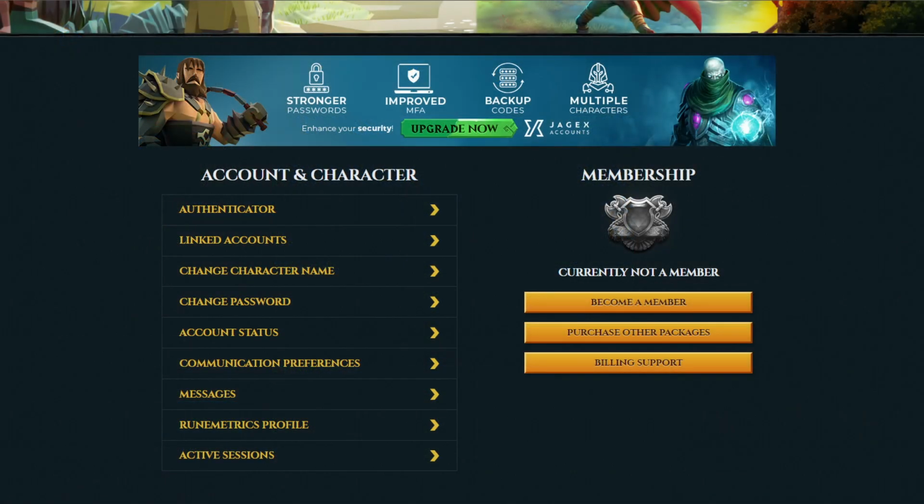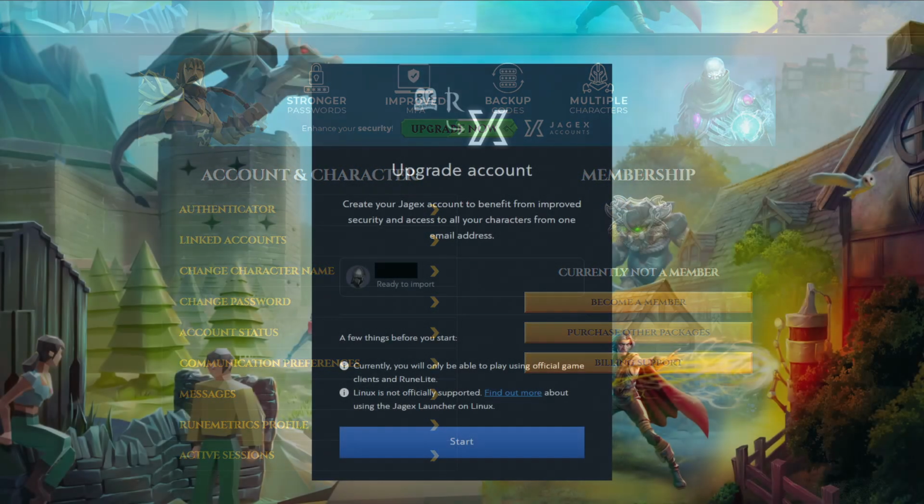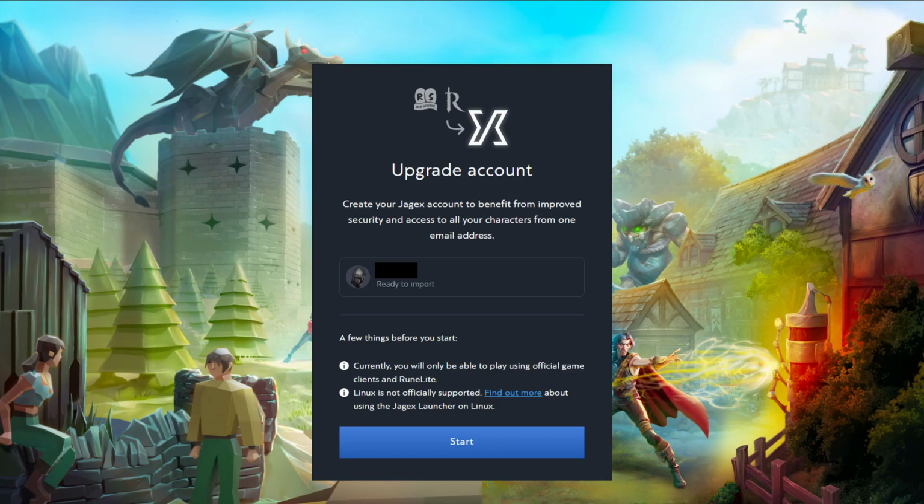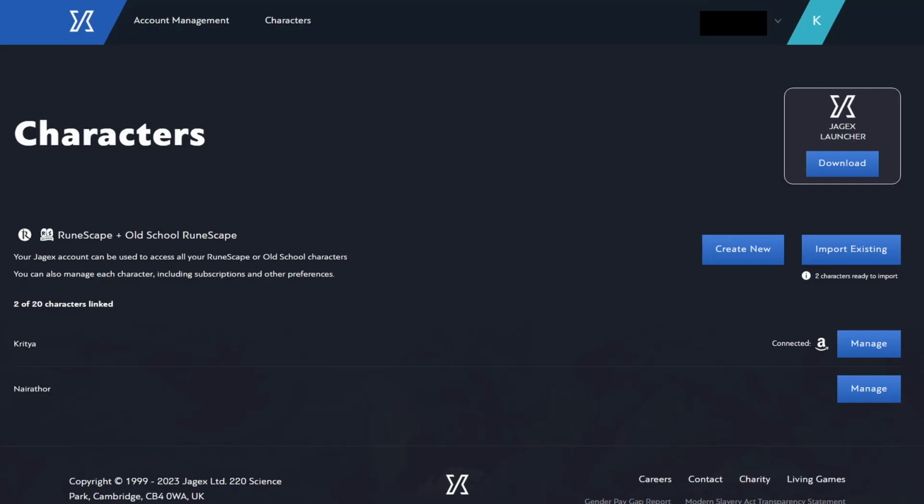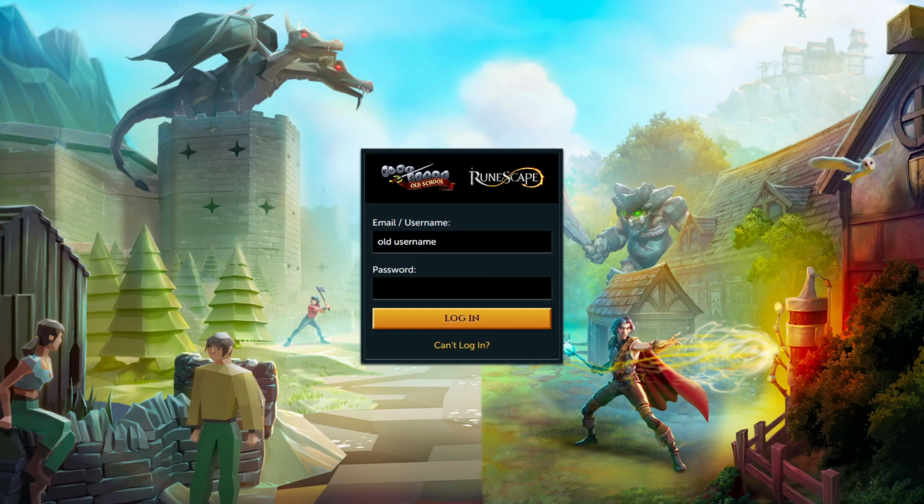To get started, you first need to make a Jagex account. You're only going to need one account, which means you only need one password, so make it a good one. Once you have a Jagex account, you can connect characters to that account. You do this by logging into your Jagex account, selecting Connect a Character, and then logging into your RuneScape account.